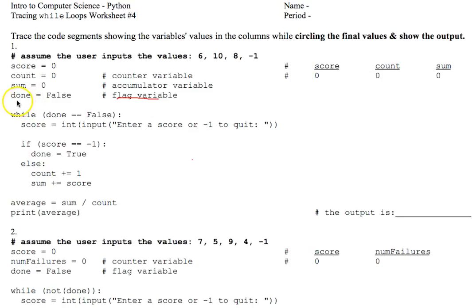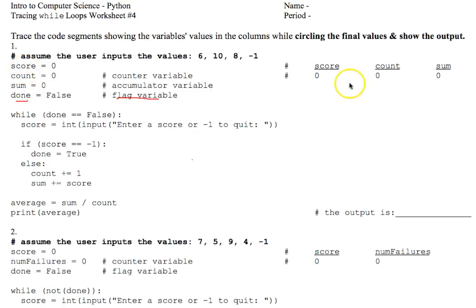So this variable that I named done is meant to be sort of like the sentinel value was for inputted numbers into the program on a previous worksheet. So we'll soon see how it works. Okay, let's trace some of these exercises.